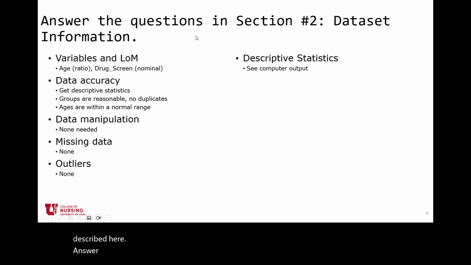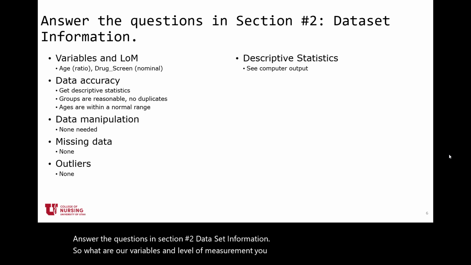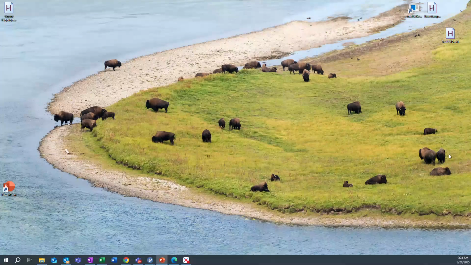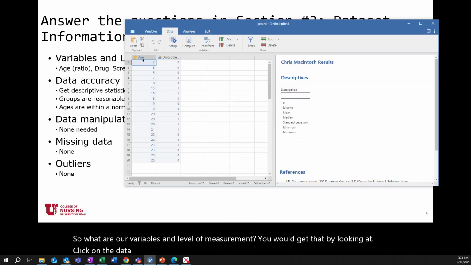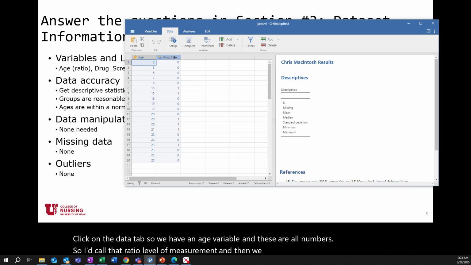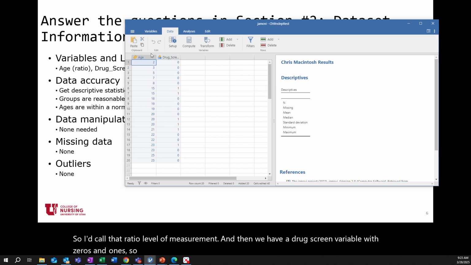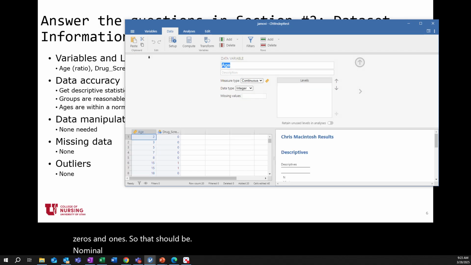Answer the questions in section number 2, data set information. So what are our variables and level of measurement? You would get that by looking at Jamovi. Click on the data tab. So we have an age variable, and these are all numbers, so I'd call that ratio level of measurement. And then we have a drug screen variable with zeros and ones. So that should be nominal. And we can just double check that these are set correctly in Jamovi.